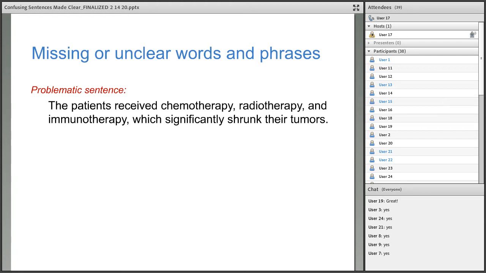Now let's consider the sentence, "The patients received chemotherapy, radiotherapy, and immunotherapy, which significantly shrunk their tumors." What does the pronoun "which" refer to here? Is it the chemotherapy, radiotherapy, and immunotherapy? Or is it immunotherapy alone? You can see in this example that unclear pronouns can potentially cause serious misunderstandings in scientific material.